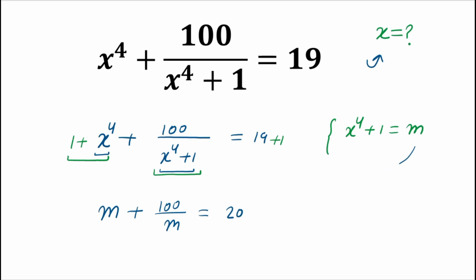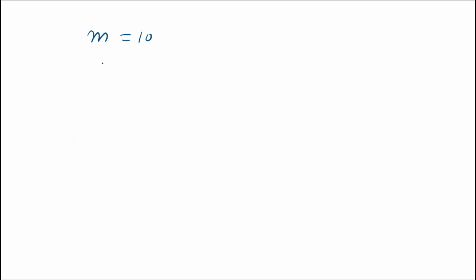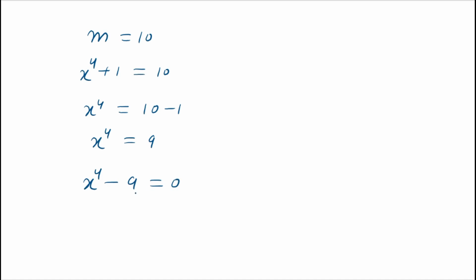We have m equals 10, and we know that the value of m is x^4 + 1. So m is replaced by x^4 + 1, and this equals 10. Then x^4 equals 10 minus 1, so x^4 equals 9. Now if we take all the expressions to the same side, then x^4 minus 9 equals 0. x^4 is the same as (x squared) squared, and 9 is 3 squared.